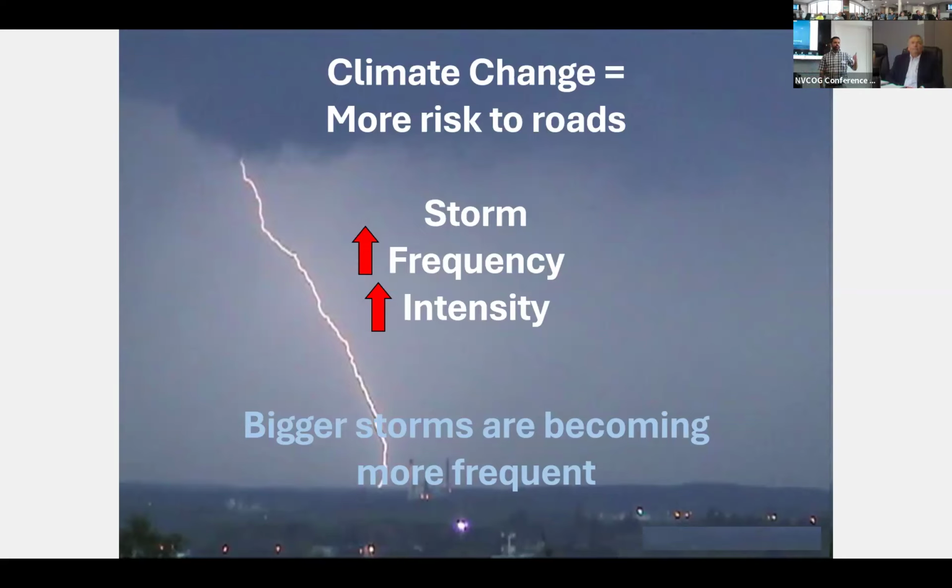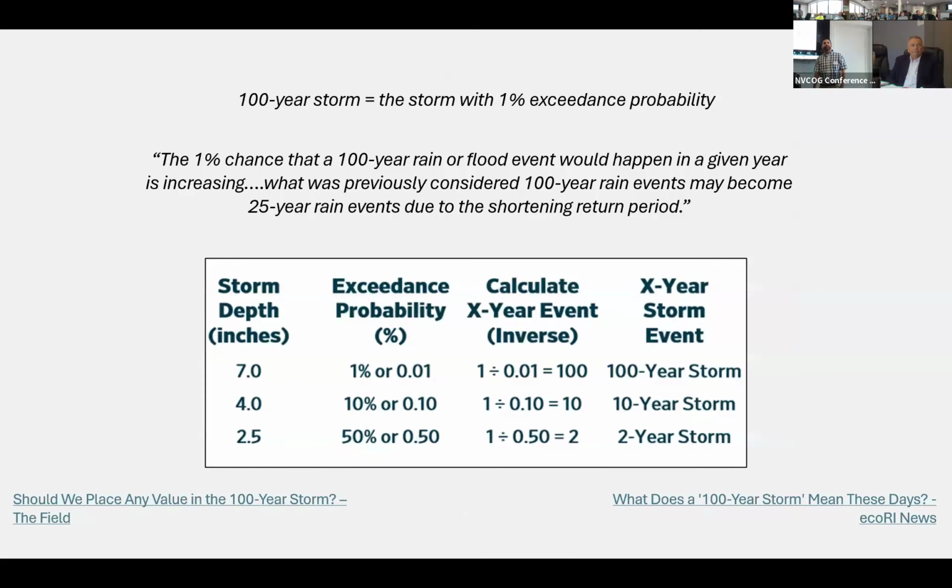Storms are coming at us with an increase in frequency and intensity. Bigger storms are becoming more frequent. So that's another factor that is driving our desire to try to repair or restore culverts.